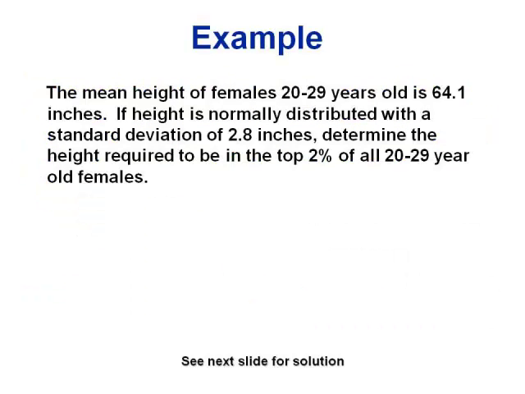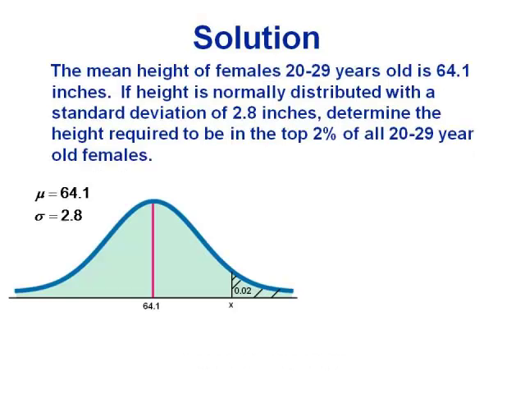So in this one we want to find the top 2%. We've got the mean and the standard deviation for the heights of females who are 20 to 29 years old, and we want to know the height required to be in the top 2% for that group. So we'll draw the picture, got the mean down the middle. This time we want the top 2%, so those would be the higher heights, the ones over on the right. Okay, so I want 2% to be to the right of that so that I'm shading in the top 2%.